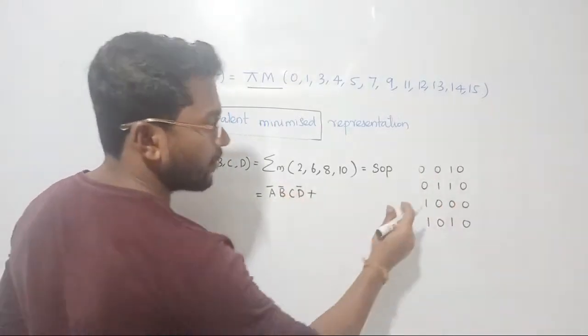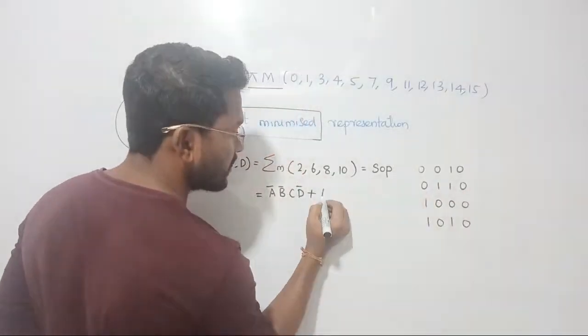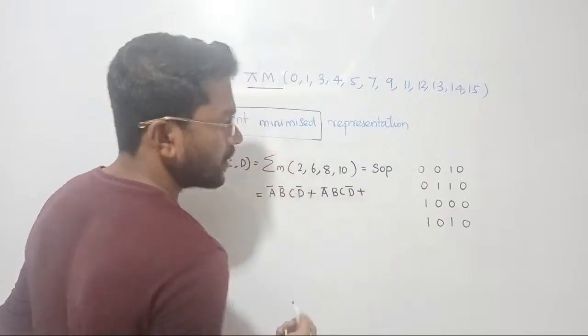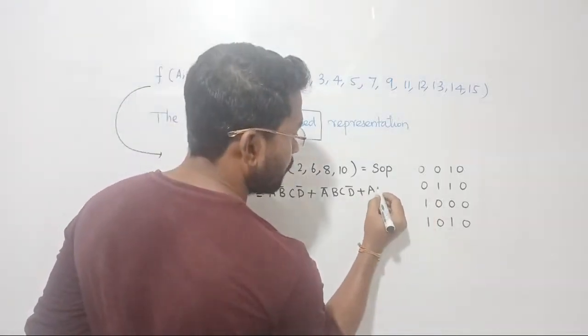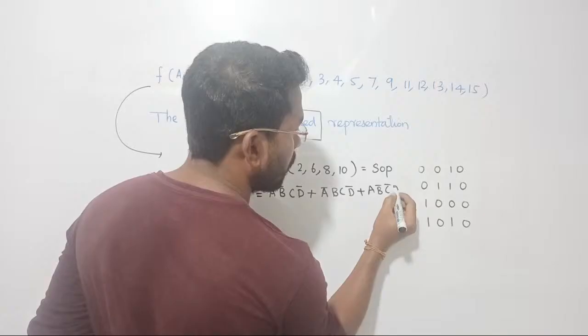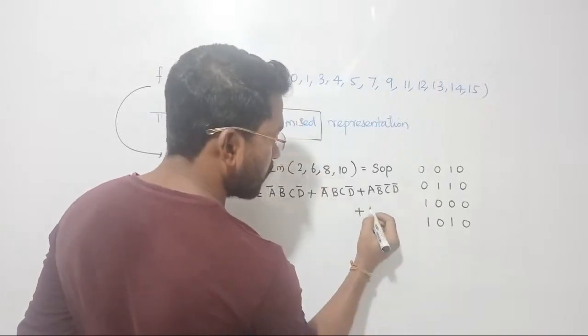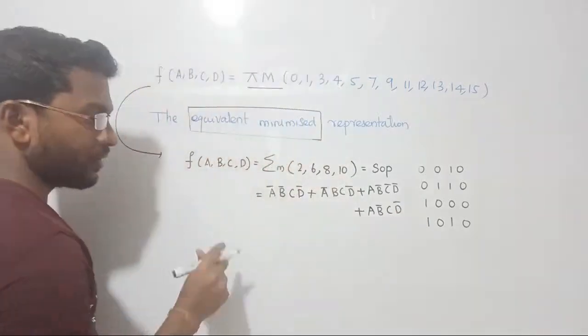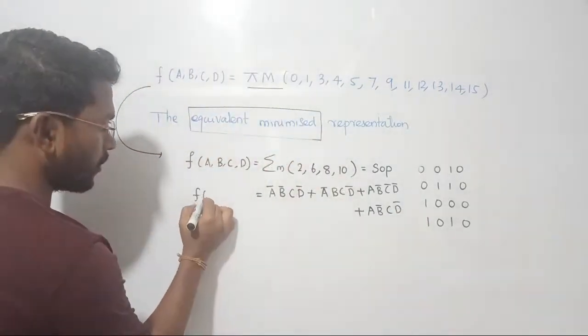Plus, second variable 0 1 1 0. What is your answer? A bar, B, C, D bar. Plus, the third term is going to be A, B bar, C bar, D bar. Plus, the fourth term is going to be A, B bar, C, D bar. Clear? That's all. That is going to be your min term expression.